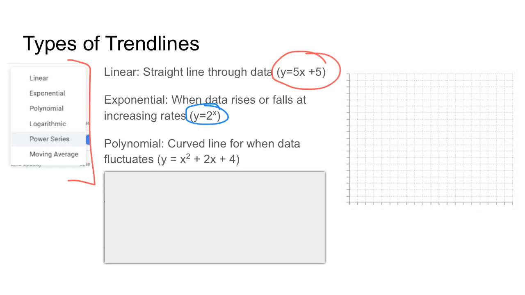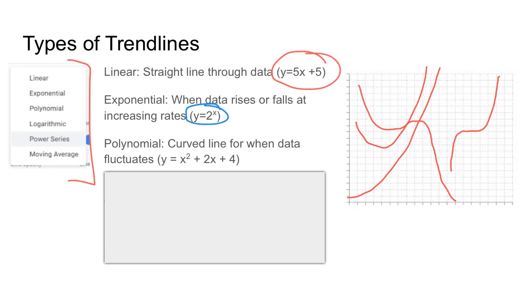We could have a polynomial, and this is a curved line for when data fluctuates. And this becomes important if you get to really complicated data sets. There's going to be another type of trend line that we will be using that is a little more simple than a polynomial. But a polynomial could look something like this. It could look something like this. It could look something like, then go back down. It could look something like this.